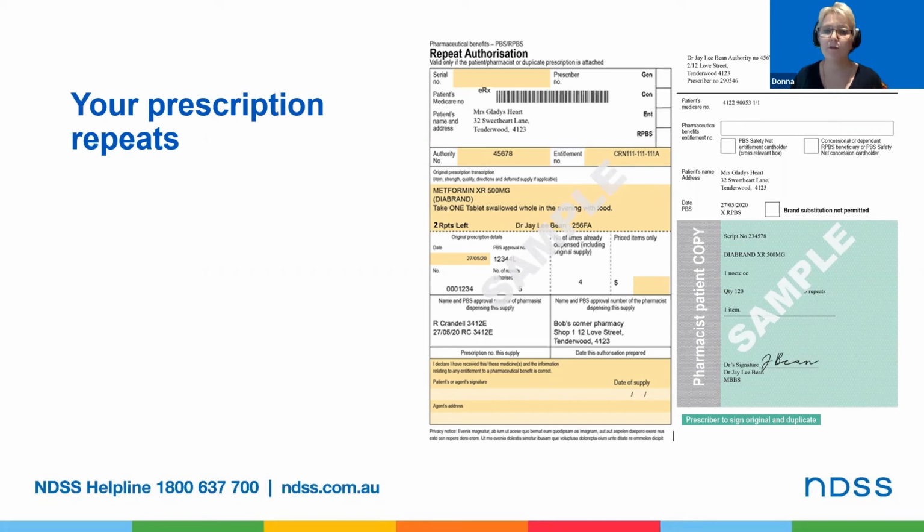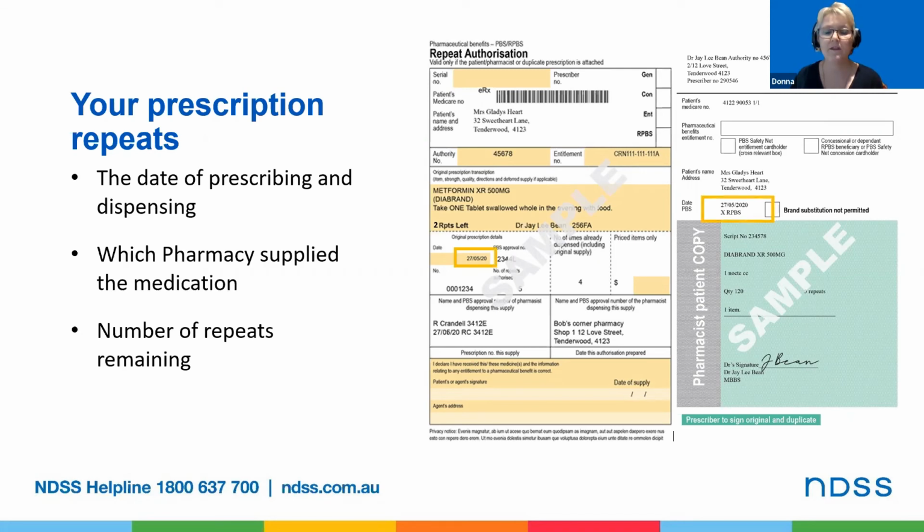As with the barcode on the original prescription, the barcode on the repeat form allows the prescription to be electronically imported into the pharmacy computer. The date of prescribing, as highlighted on the repeat form, will match the original pharmacist patient copy. The date the prescription was last dispensed, as well as the name of the pharmacy or pharmacist which dispensed the prescription, is found at the bottom white section of the prescription.